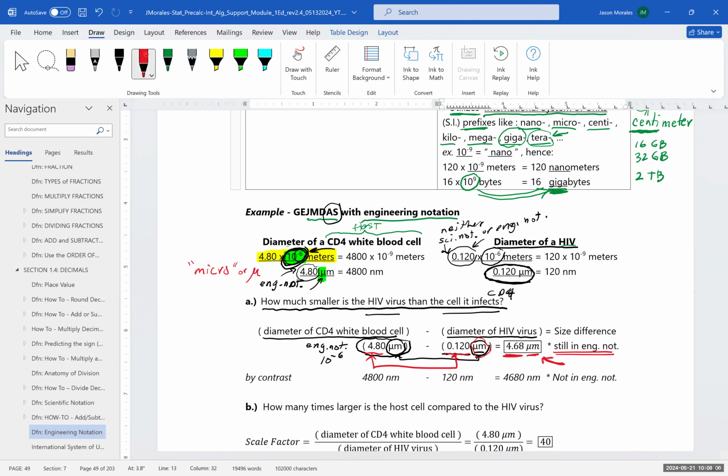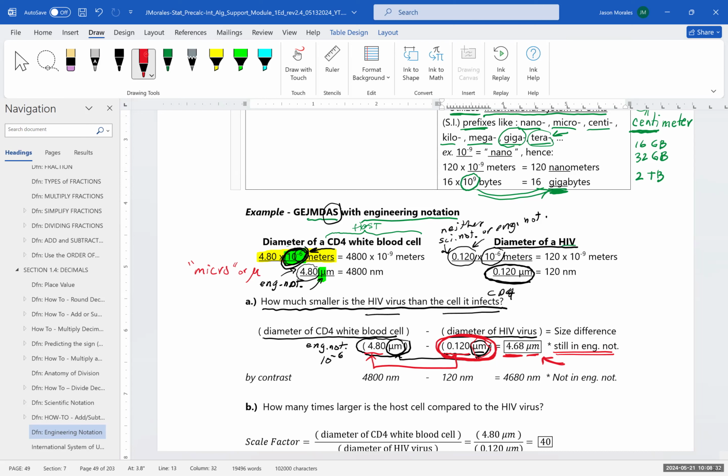If this wasn't in engineering notation or scientific notation, we'd have to do a little bit of adjusting to make that happen. But because we ended up with engineering notation in the end, it made breaking the engineering notation criteria temporarily okay.